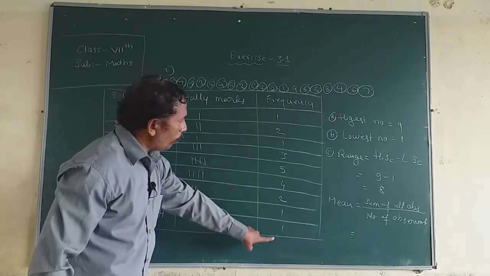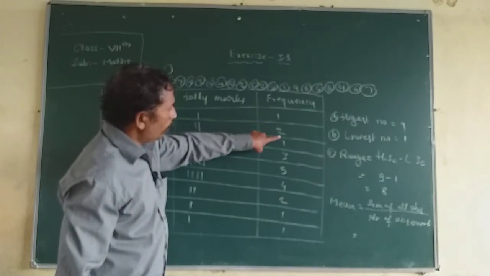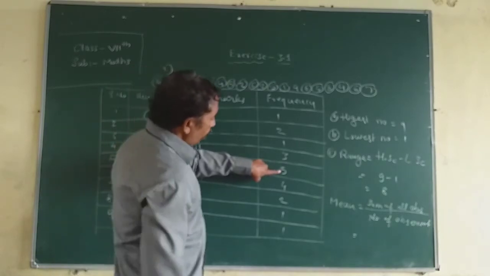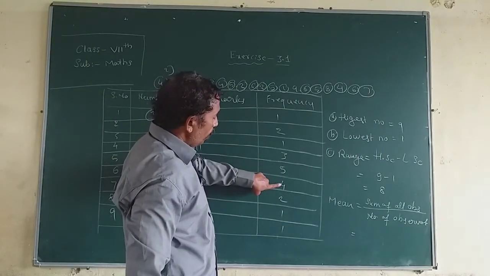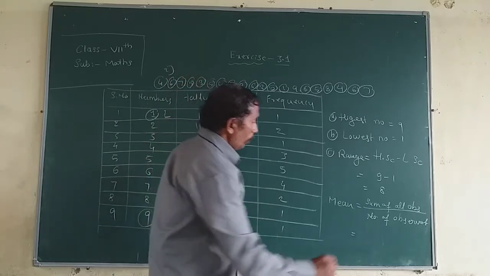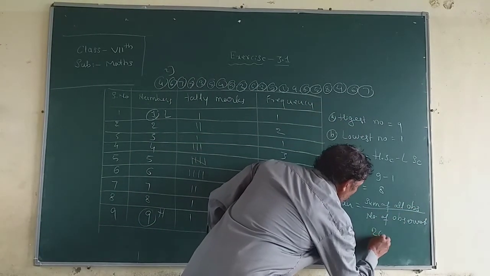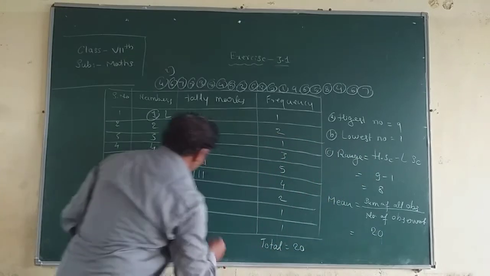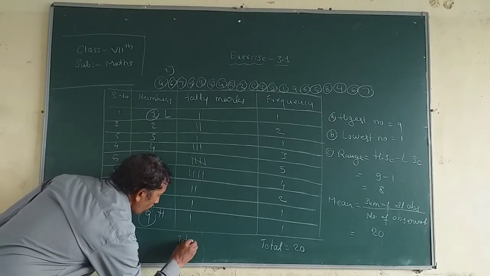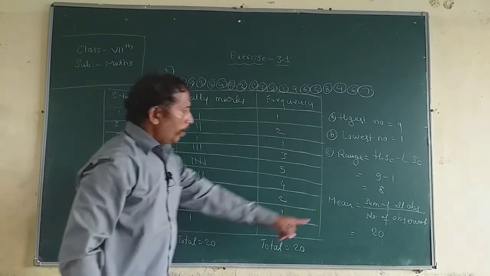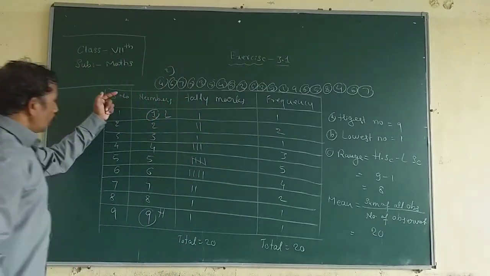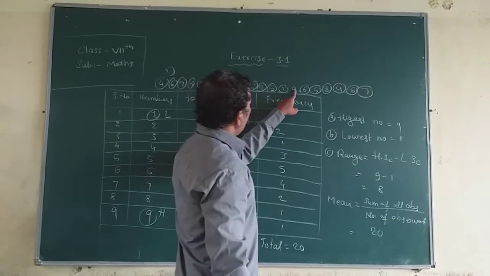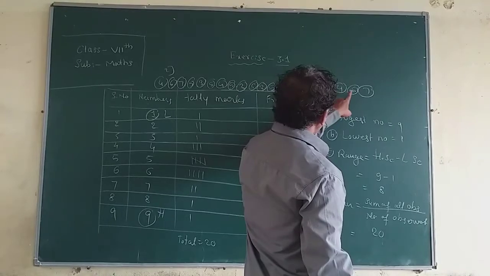That is equal to the sum of all the observations, that is the total of the frequencies. 1 plus 2 is 3, 3 plus 1 is 4, 4 plus 3 is 7, 7 plus 5 is 12, 12 plus 4 is 16, 18, 19, 20. The total number of observations is 20. Counting the numbers: 1, 2, 3, up to 20.